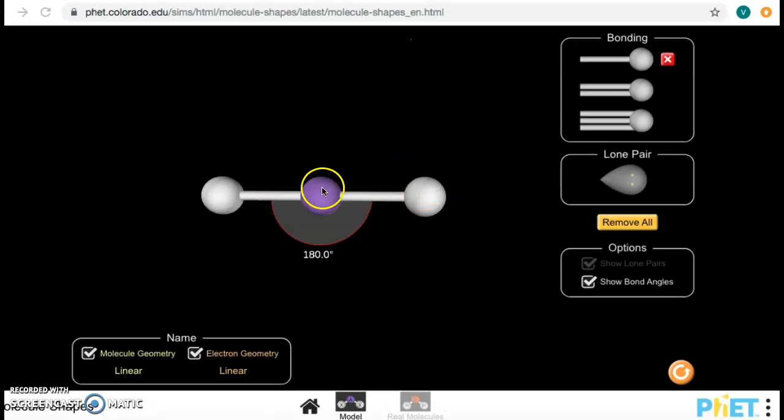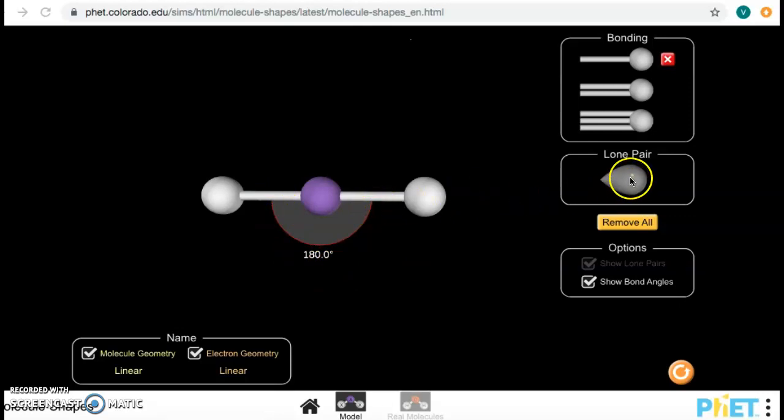The central atom is what you base your geometry around. So it's linear with respect to this central atom. And these outside atoms, the bonded atoms, are called terminal atoms. So they are bonded to the central atom, but nothing else. We have the bond angle, that's pretty obvious.